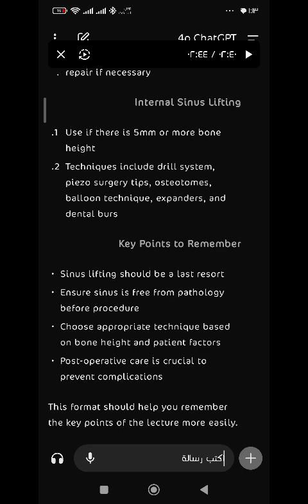complications. This format should help you remember the key points of the lecture more easily.